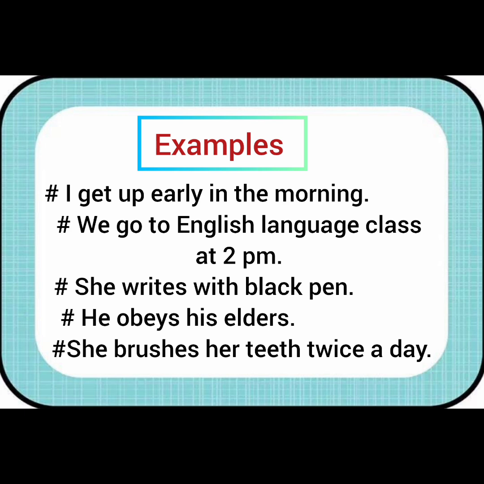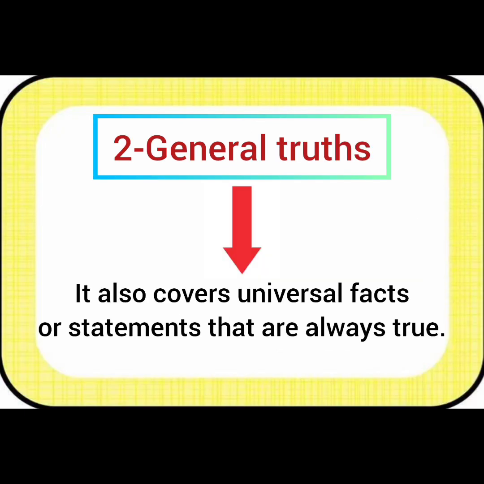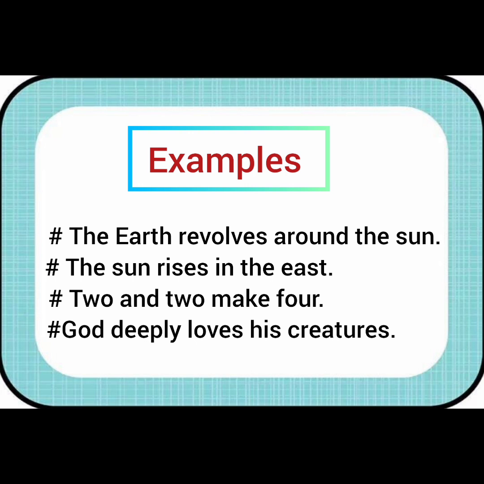Then it also tells us about the general truths. It also covers universal facts or statements that are always true. For example, the earth revolves around the sun. It's a general truth. The sun rises in the east. 2 and 2 make 4. God deeply loves his creatures.